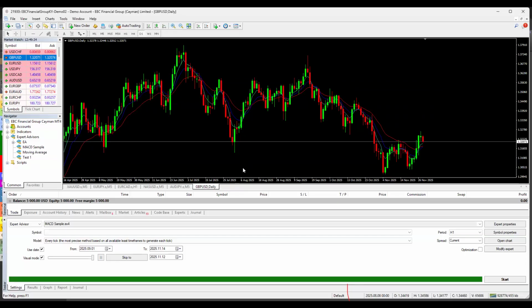Now, if you have the EX4 file, you will not be able to open it to see the code like I just did on the MetaEditor. So now we're on MT4. I hope everybody can see my MT4, right? Quickly give me some quick feedback. Can everybody see my MT4?